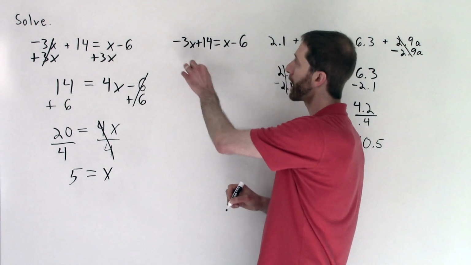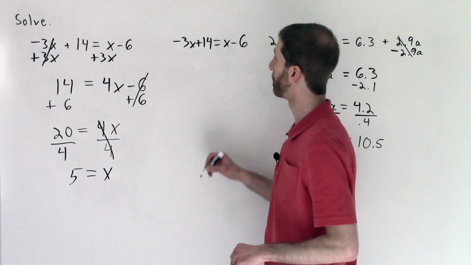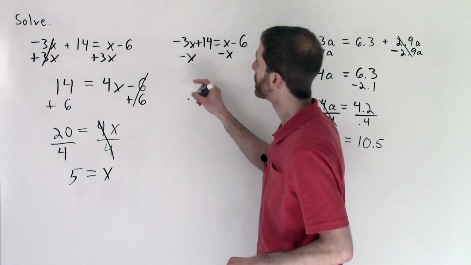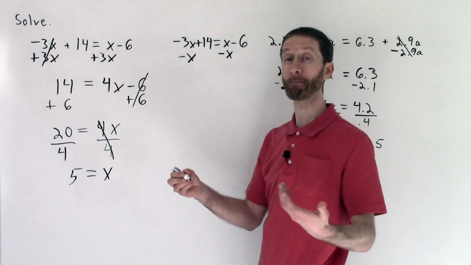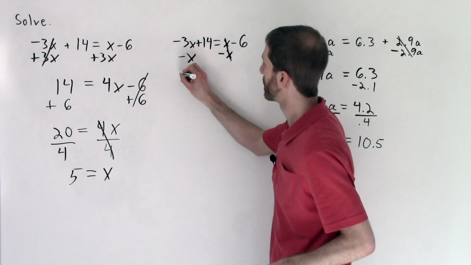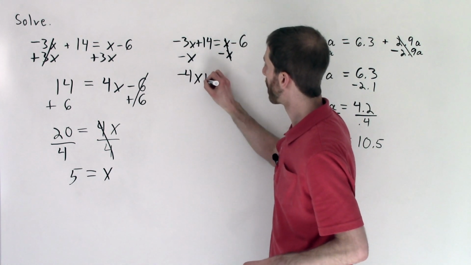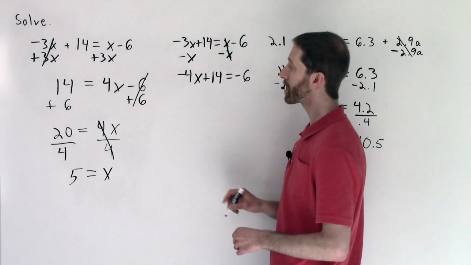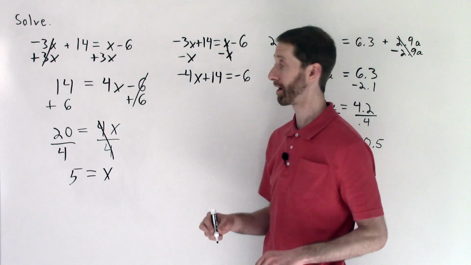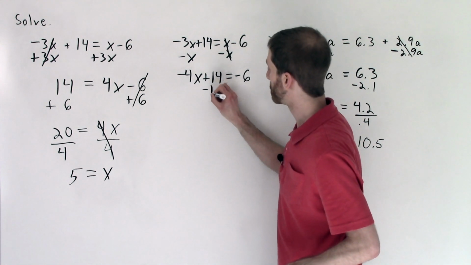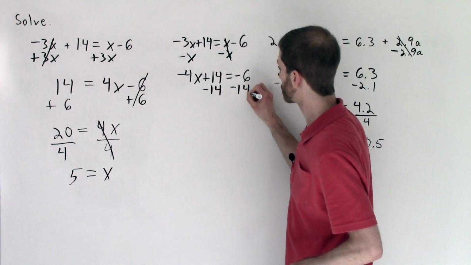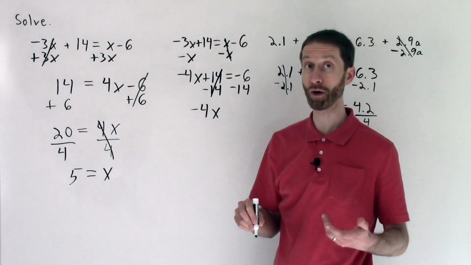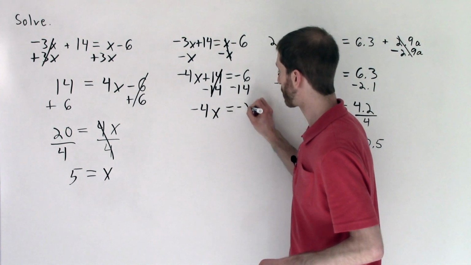We could have moved the x over to the left side. That's totally cool. To undo positive x, I would subtract x from both sides. Notice that'll give us negative 3x minus x. The x's will cancel. And we end up with minus 4x plus 14 equals negative 6. So we end up with opposite signs of what we had there. I'm going to undo plus 14 by subtracting 14 from both sides. The 14's cancel. I get negative 4x is equal to negative 20.